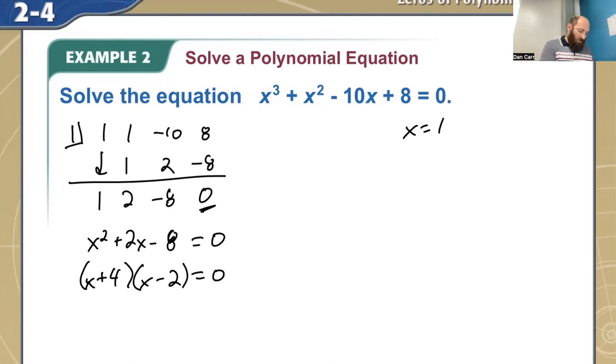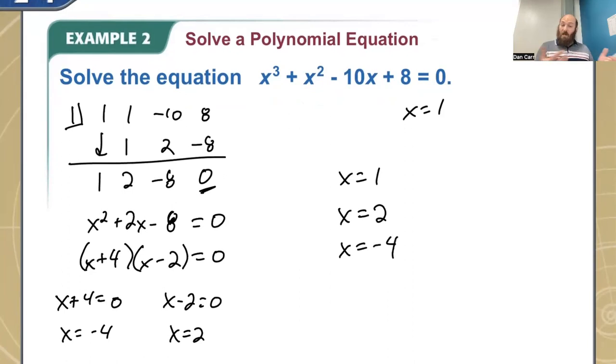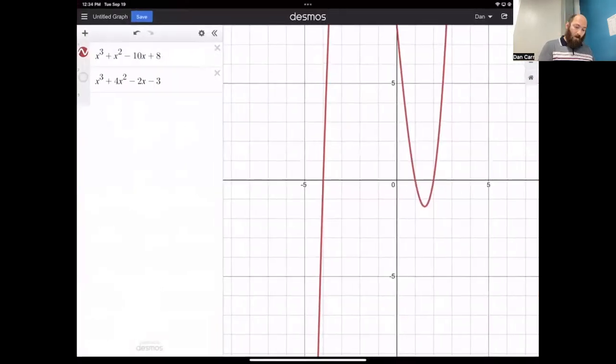Okay, so I solve those out. I get x plus 4 equals 0, x minus 2 equals 0, and x equals -4 and x equals 2. So I have 3 solutions here. I have x equals 1, x equals 2, and x equals -4. Again, go back to the graph. We can see that there's 2, 1, -4. So we just confirm how it works in that case.